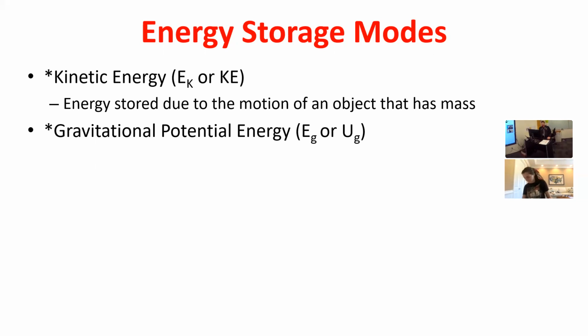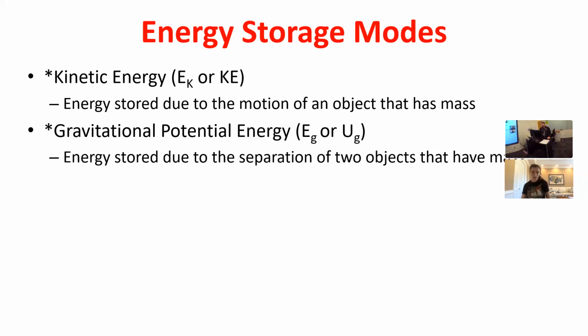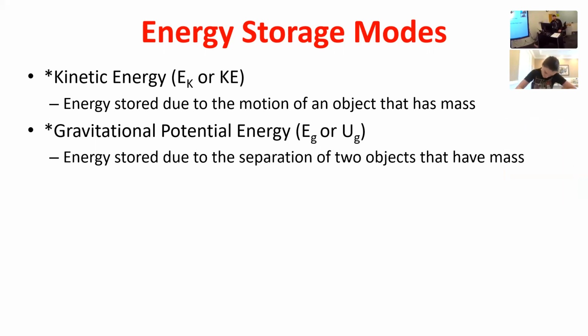Now, gravitational potential energy, because it's all about the gravity that Earth's force field generates, we can say that's the energy stored due to the separation of two objects based on their mass. And so one of the objects we're usually talking about is the Earth. That's one of the two objects. And then the other object is whatever, like us and the Earth, or a bowling ball and the Earth, or a bird and the Earth, whatever. But usually one of those two objects is going to be the Earth, based on the kind of problems we will solve.